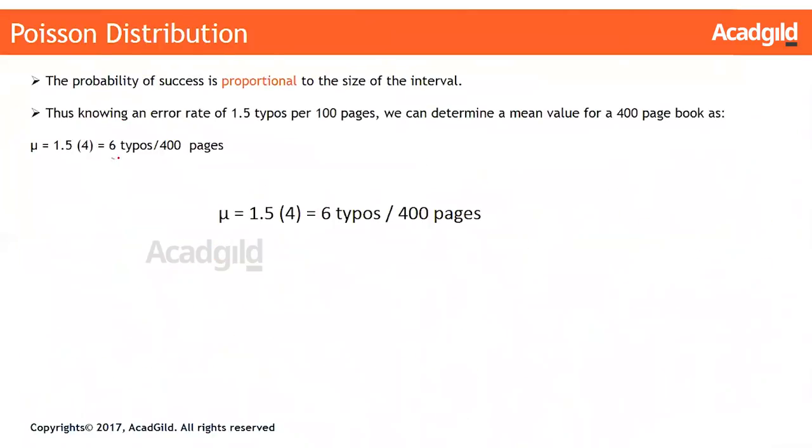This we have already done. We did it for 2 errors. Now, suppose we are talking of 400 pages. Then the mean would be 6 typos.